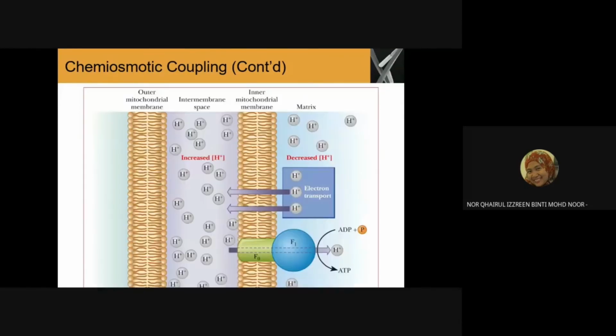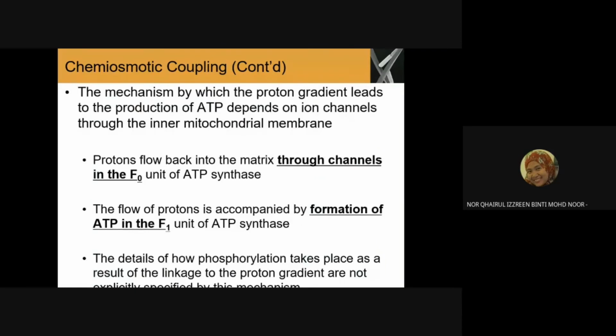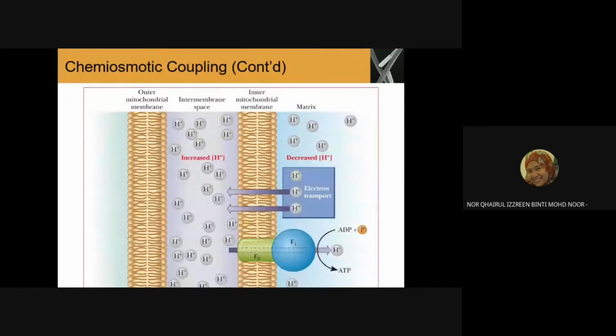You can see from this figure, we have F0 in green color, F1 in blue color. What is F0? F0, proton flow. F1, ATP formation. Here, there is an increased hydrogen ion concentration in the intermembrane space. You know why already. Now we need to move the hydrogen ion due to the difference in concentration, from the intermembrane space to the matrix. So it flows through the F0 channel. Why? Because F0 is embedded in the mitochondrial membrane.